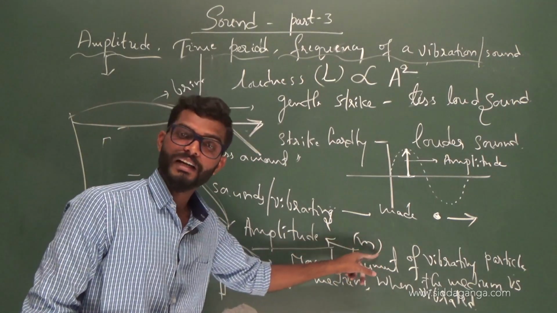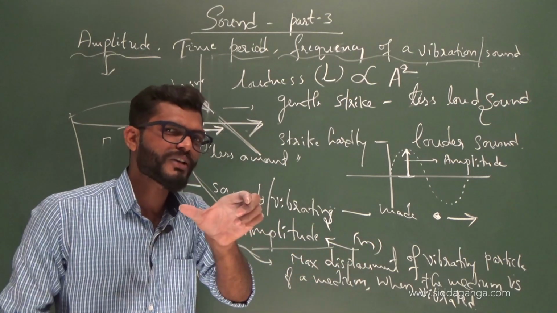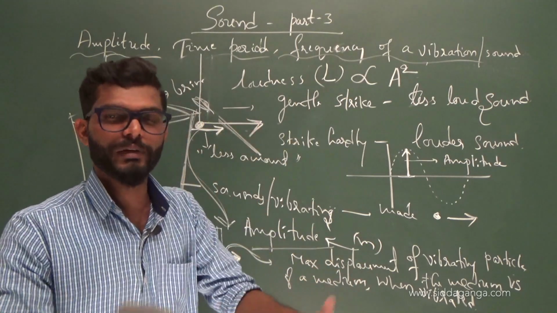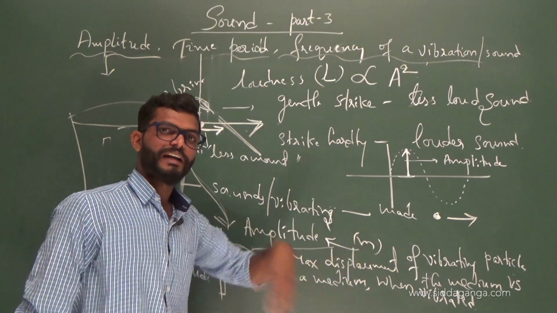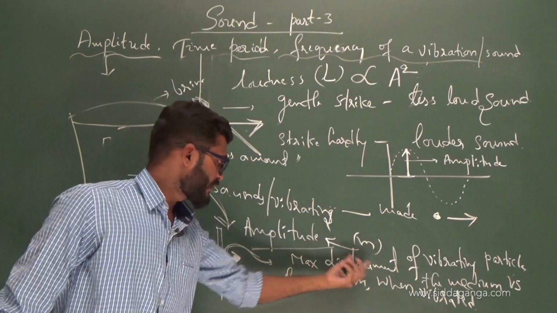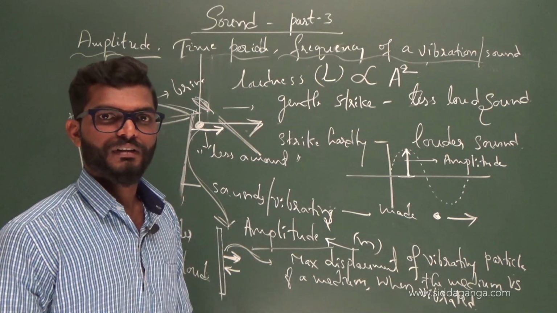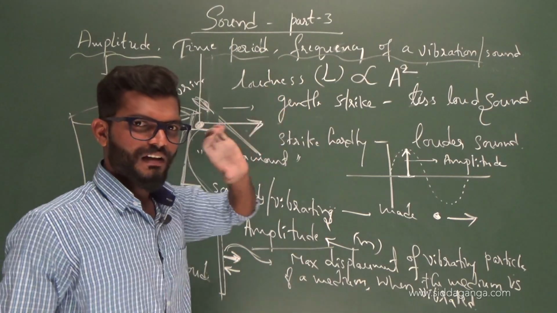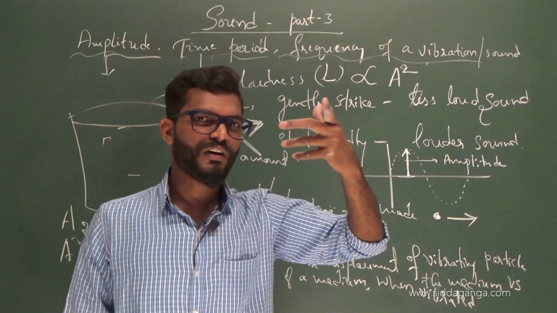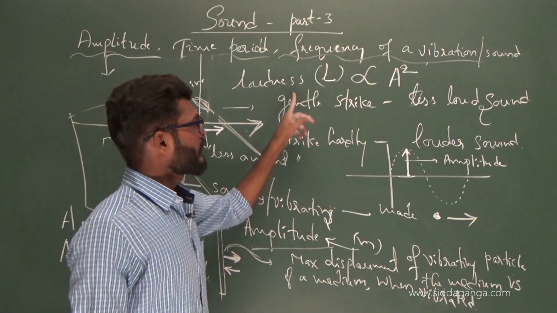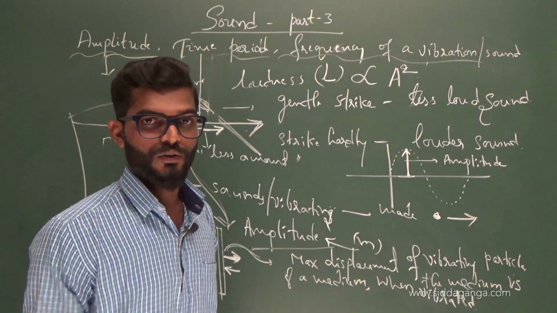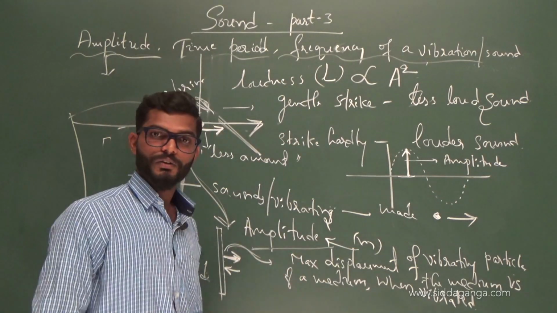And it is measured in meters. For small vibrations, it is measured in centimeters, millimeters. For bigger ones, it is measured in meters. Internationally, we use meter as the unit for amplitude. And this loudness depends on the square of the amplitude.